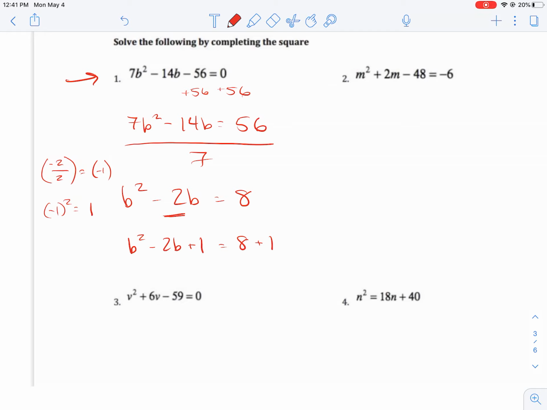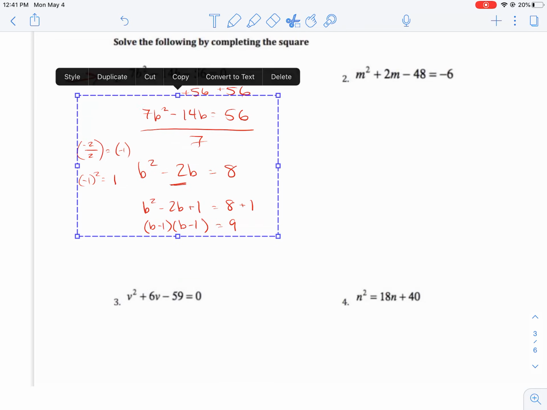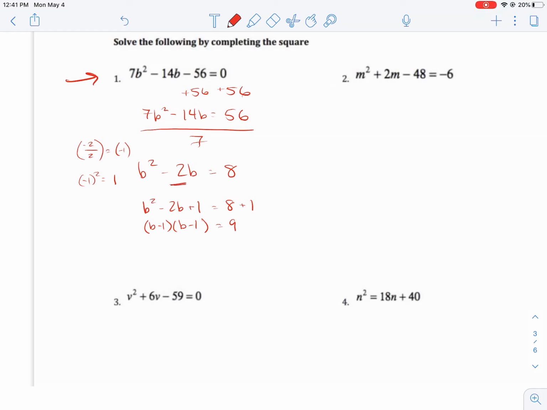And then we just did this one up above. Okay, if we factored this, we would get b minus 1 and b minus 1. And the whole point of that is so we're getting the same binomial being multiplied by itself twice. So let me shrink this up here because I am certainly running out of room. Okay, so this is going to be b minus 1 squared is equal to 9.